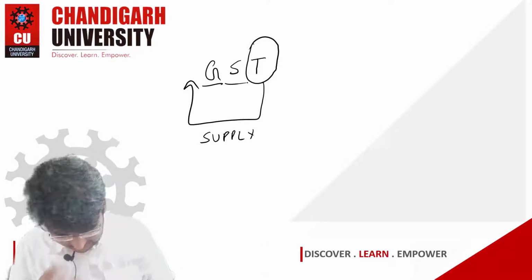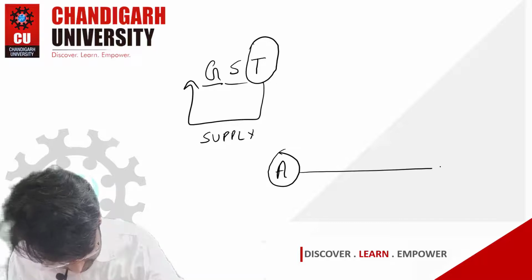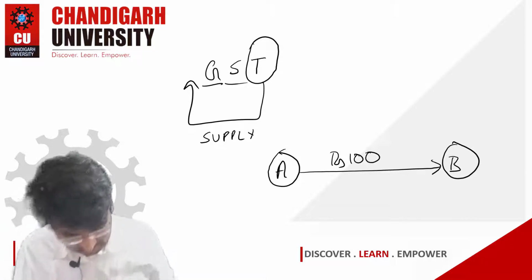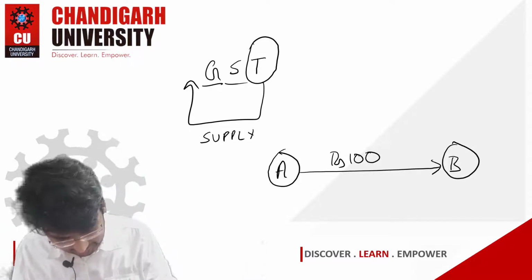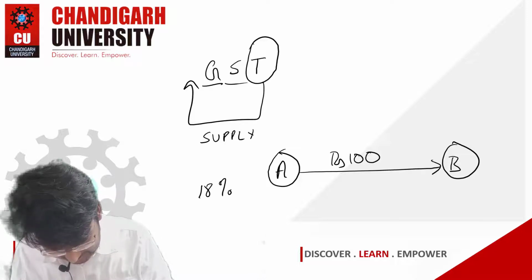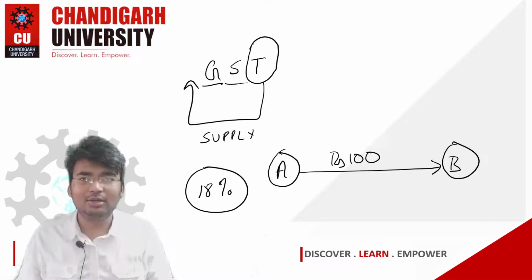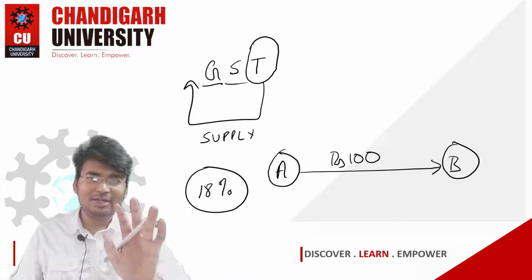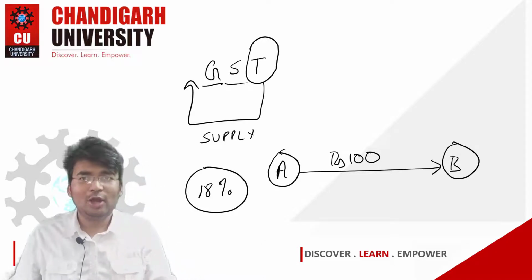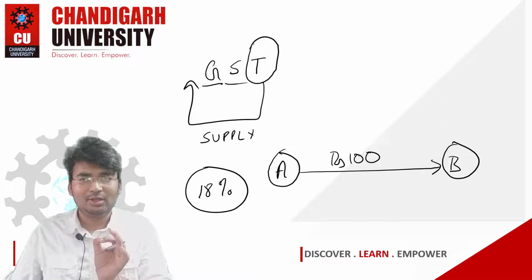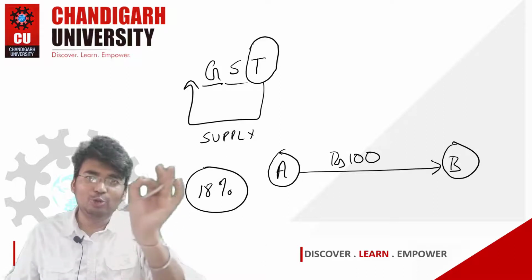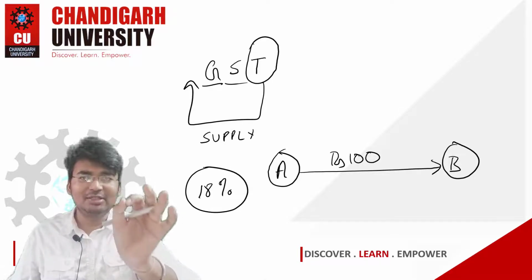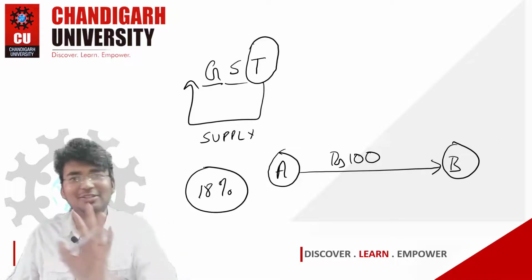How this actually works, let us take an example. If A is supplying goods to B worth rupees 100, and let us say the amount of tax is 18%. Now what is this tax? Tax is nothing but the compulsory payment which anyone has to make to the government. So when A is supplying goods to B, the government says that whatever is the amount of goods, you have to make a compulsory payment to me. That compulsory payment which someone has to deposit with the government is called tax. And if this payment is regarding the supply of goods and services, that tax is GST.